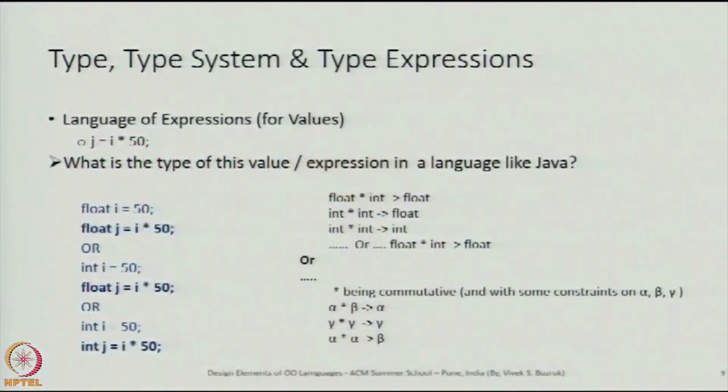Another case is that both of them are int, obviously it will be int star int gives int. So this is what it is: float star int gives float, int star int gives int, or float star int gives float. These various combinations can be there. In the case of Java, int can in fact be promoted to float, depending on the type of the operator and the type of the other operand.